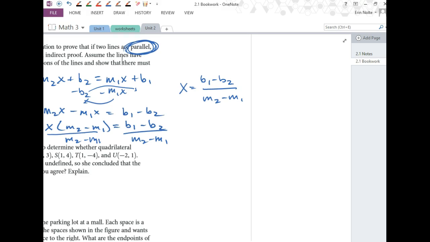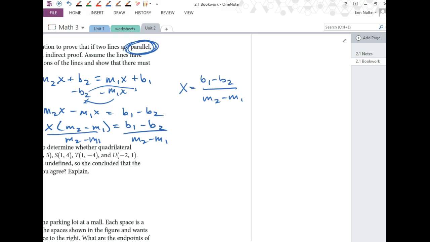Anyway, should I read number 1 again? Because that was really important. Thou shalt not divide by 0. You can't divide by 0. So what must be true about those m values? They have to be different.